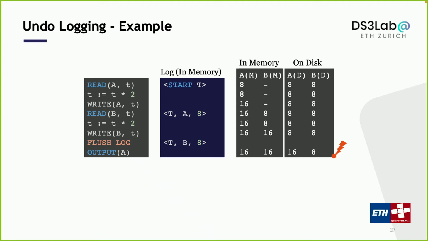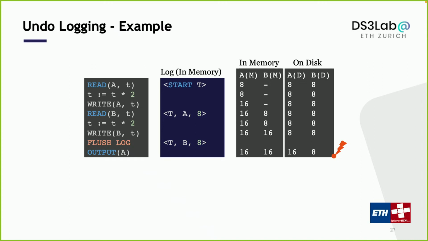What should I do? I will go from the end of the log, okay? I always go from the end, at least for undo logging. I go all the way up. The first thing I read is T, B, and 8. Transaction T changes the value of B to 8. I undo it. I take that record, then I update the value of B to 8.